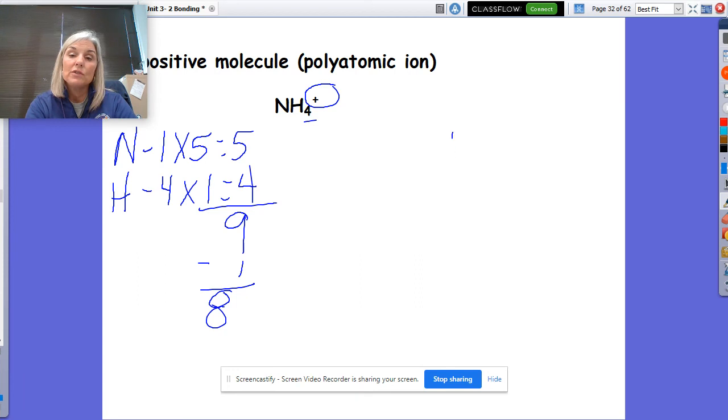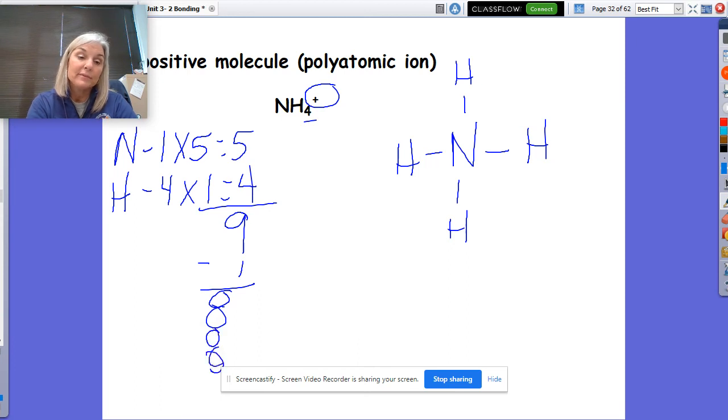So the nitrogen goes in the center. Then we're going to connect our 4 hydrogens by a single bond. And that used 8 valence electrons. So that gives us 0, right? So that's 2, 4, 6, 8. So we've used up all of our valence electrons.